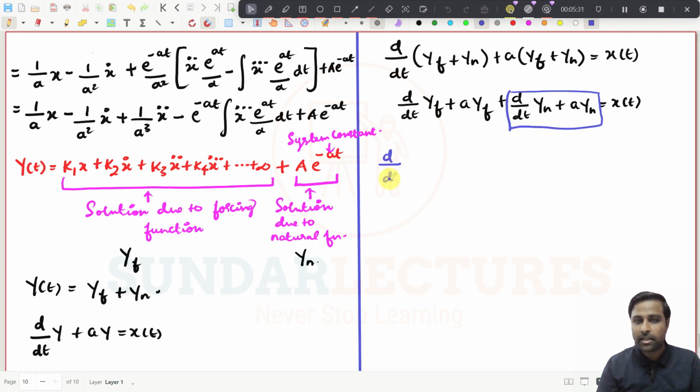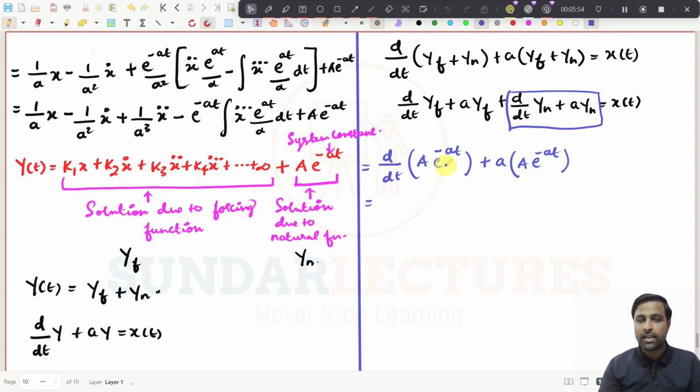What is d by dt of yn? What is yn? It is a e power minus at, right? Plus then what is the next one? A into yn. What is yn? It will be a e power minus at. So you just simplify this. A is the constant term, you take it outside. If you differentiate this one, what will you get?